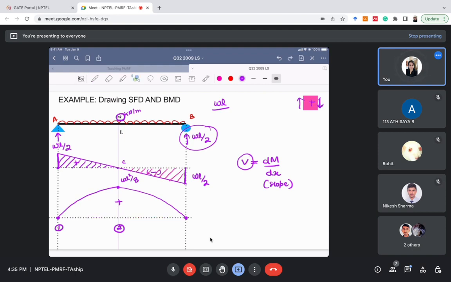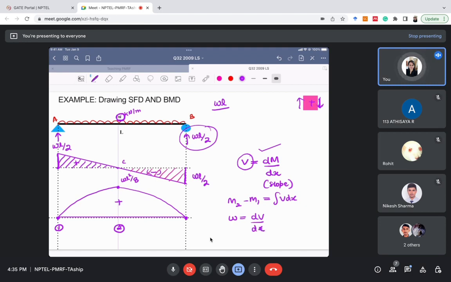Okay, I hope this is clear to you. Just remember these four or five formulas. This formula you need to remember. You need to remember M2 minus M1 equals the shear force diagram area, and you need to remember w equals dV by dx. So these four or five formulas you need to remember.